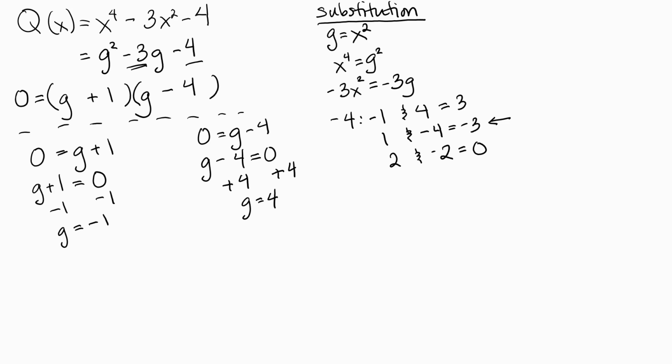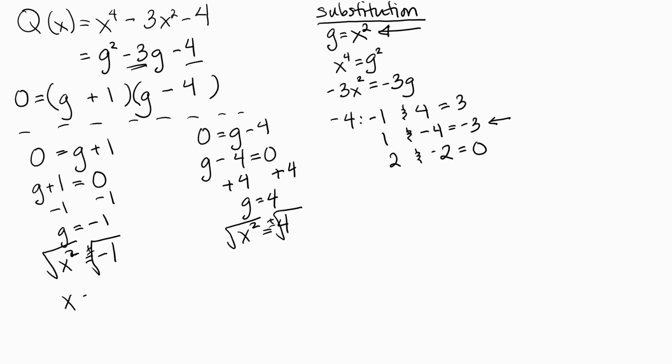Now, g is a substitute value. It's not our real value, so I am going to plug our original substitution back in. So g is actually equal to x squared. So let's put that back in. Now we're going to take the square root to get rid of the squared on our x. So let's take the square root, plus or minus, right? We're going to do a plus or minus value because it's squared.